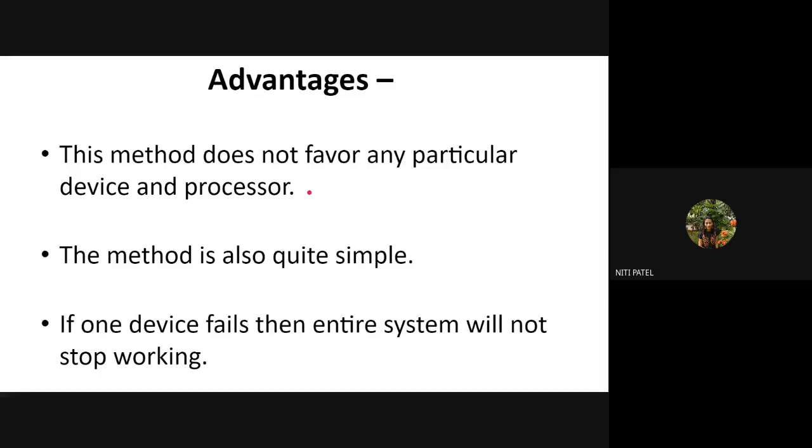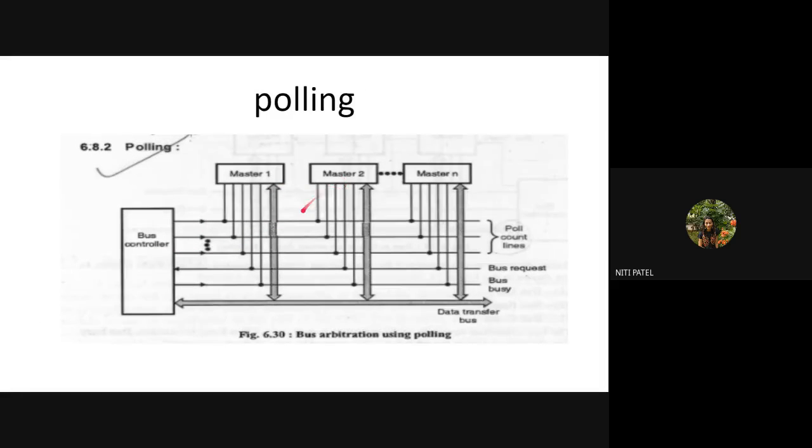What is the next advantage? Even if one device fails, it is not going to affect any of the other devices. So if, in general, master 2 fails, I can continue my data transfer with master 1, as well as with master 3, 4, and so on. The failure of one device is not going to affect any of the other devices. Why? Because each unit is individually connected separately to each of the poll lines, each of the bus request lines, and each of the bus busy and the data transfer lines.